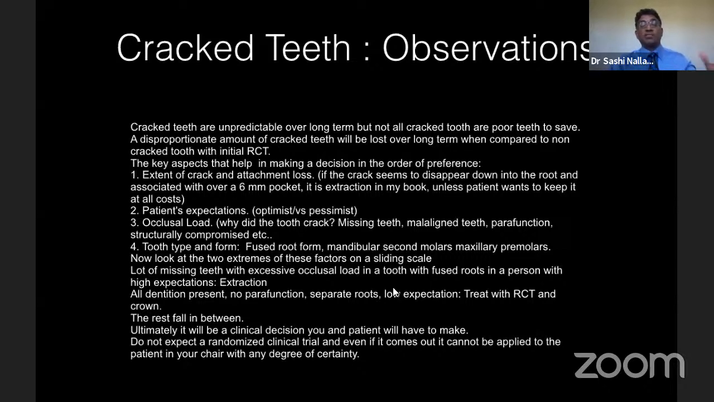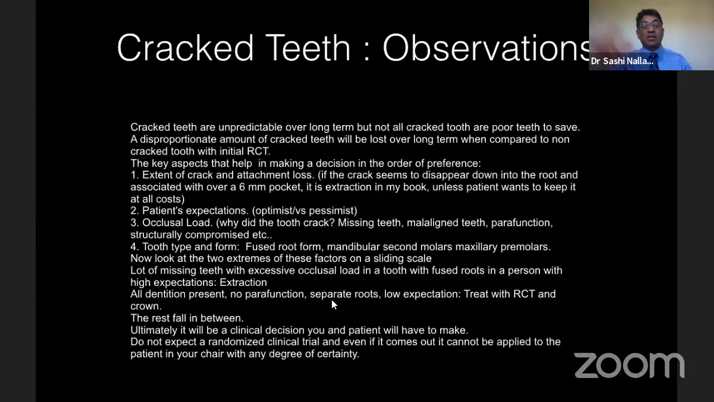Now, if you look at all these factors and you put them on a sliding scale, one end of the sliding scale is a poor candidate, the other end of the sliding scale is a good candidate. Like, for example, lots of missing teeth, excessive occlusal load in a guy who has a lot of parafunction, fused roots, and lots of high expectations. This is the worst case scenario, and you don't want to be treating this tooth.